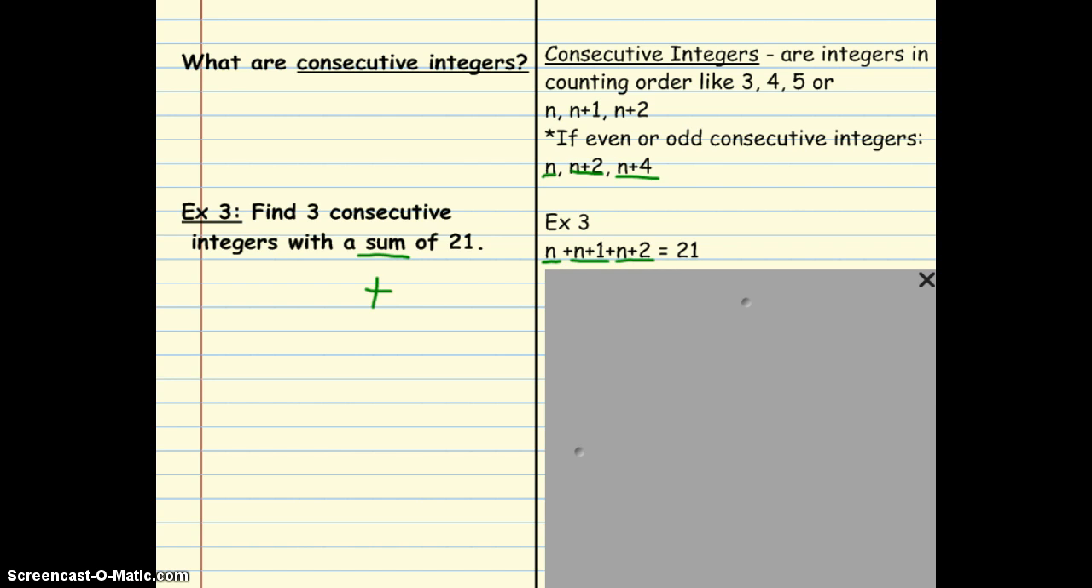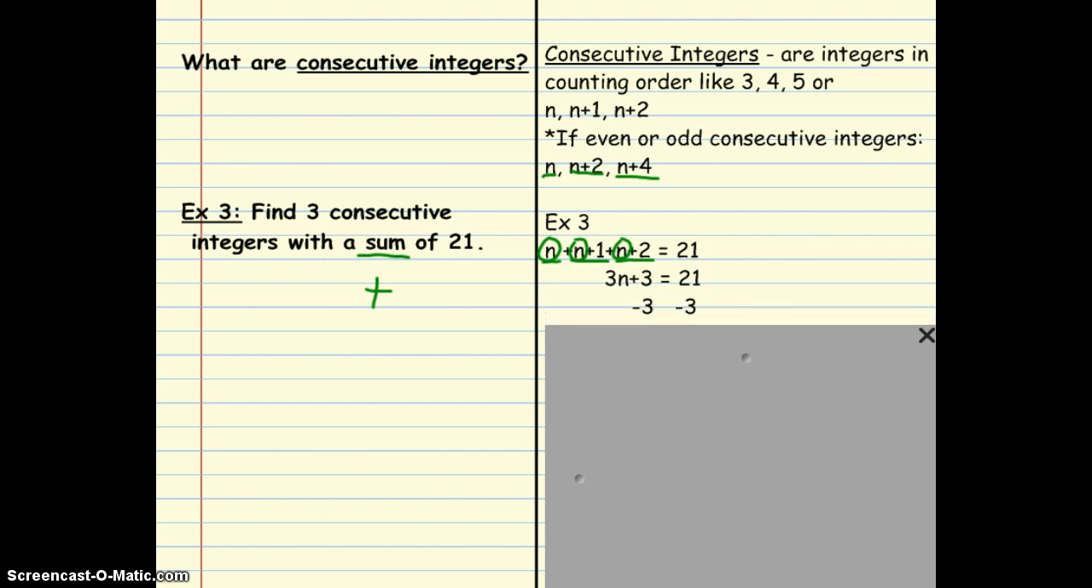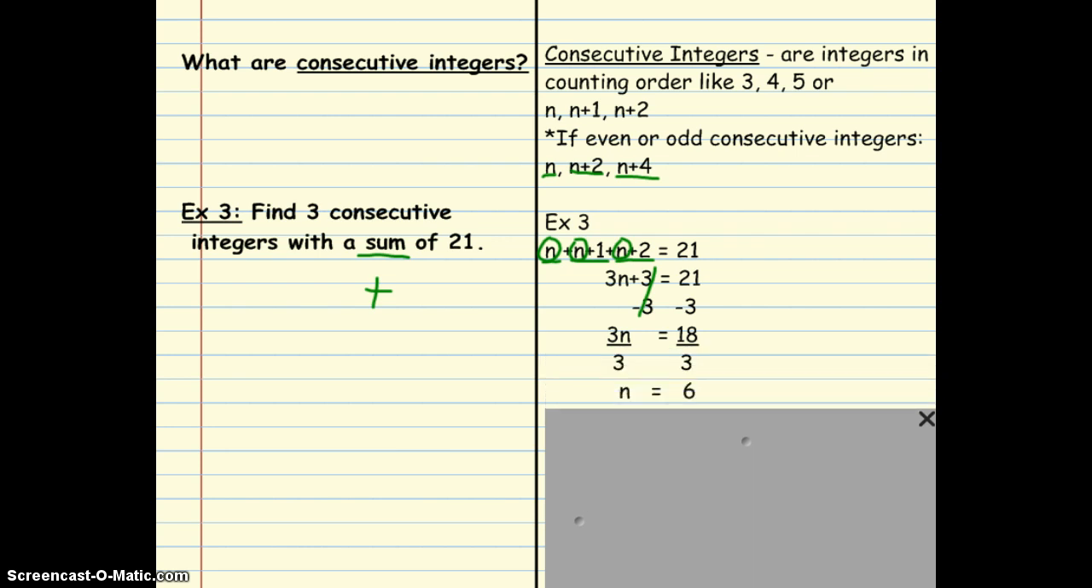Alright, well on the left-hand side we can do some simplifying. We can add all these n's together. N plus n gives us 3n. Then add the 1 plus 2, and we get 3. So now we have 3n plus 3 equals 21. And now we can go ahead and solve it. Subtract 3 from both sides. Plus 3 minus 3 cancels out, so 3n equals 18. And then we want to get the n by itself. Instead of multiplying by 3, we're going to divide by 3, so n equals 6.